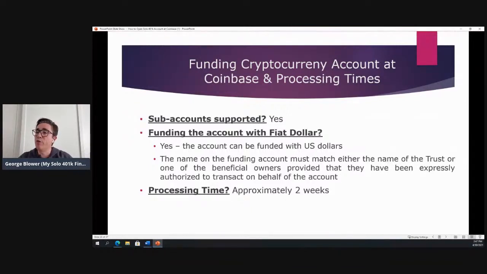So you would put the money first into the bank account, whether you're rolling it over or you're making a contribution, and then you would transfer it from the solo 401k bank account to the account at the exchange. So good question. Thank you for that question. Please don't hesitate to ask more questions.